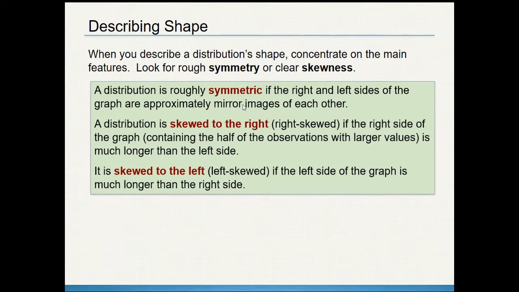If it's roughly symmetrical. A distribution that's skewed right, basically, if it's right skewed, that means the right side of the graph is much longer than the left side.